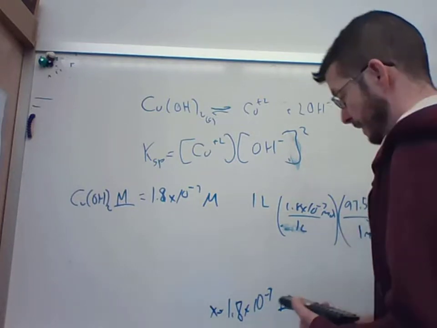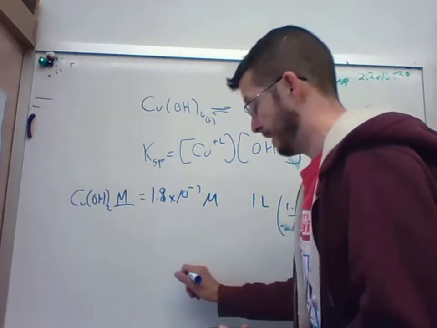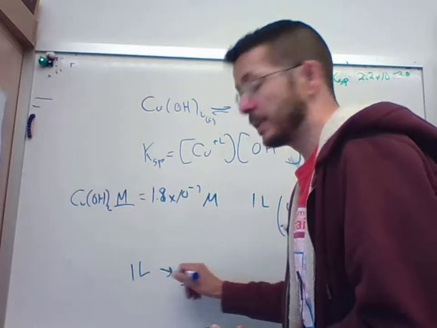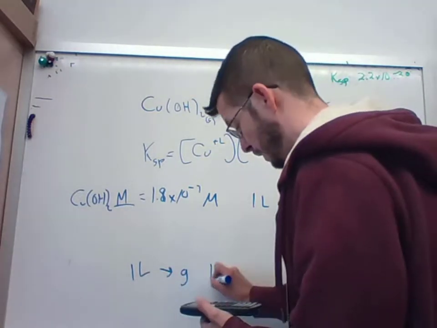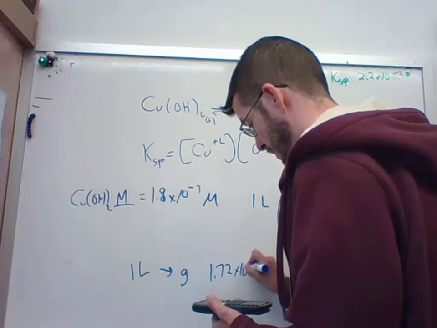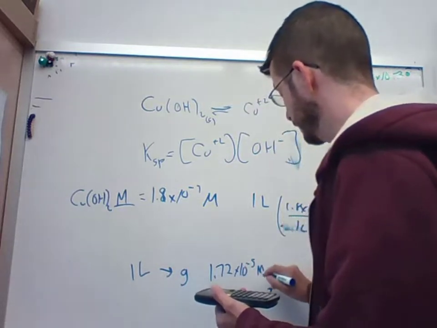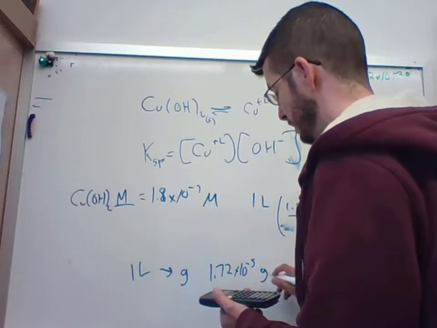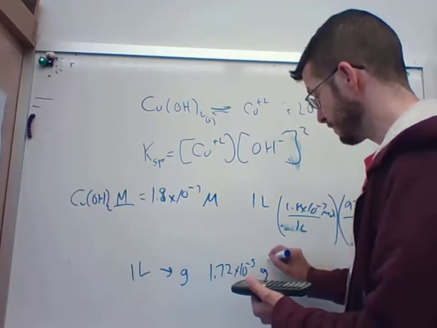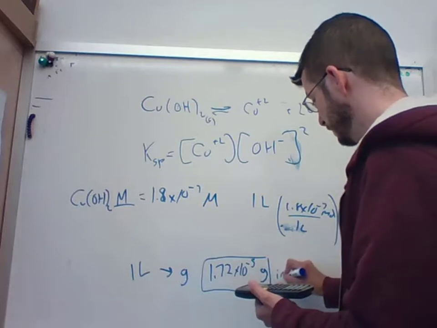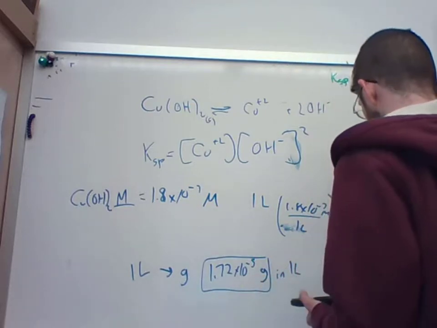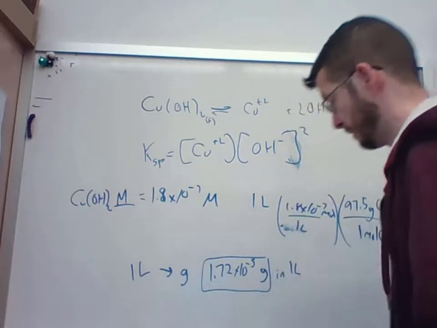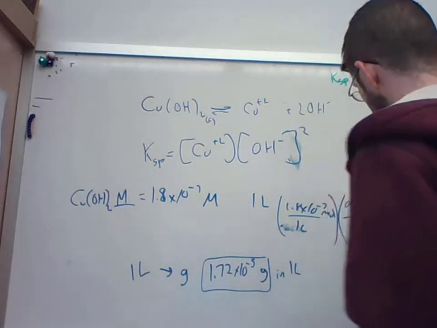And so we can then calculate this and find that in 1 liter, we would contain 1.72 times 10 to the minus 5th grams of copper hydroxide. So anything more than that and the compound would precipitate out, less than a milligram.